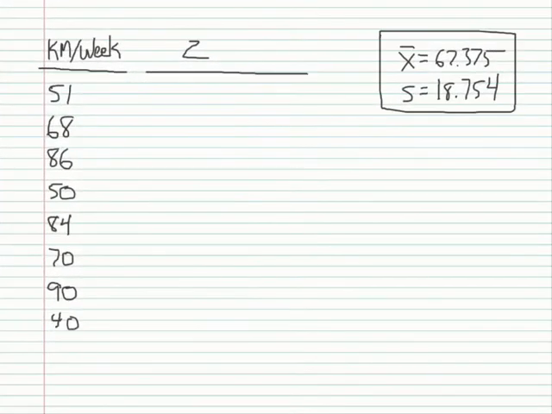To compute a z-score, the first thing we need to do is compute the mean and standard deviation. On the right-hand side, you can see I've already computed the mean as 67.375, and the standard deviation is 18.754. Now what I need to do is go to each value, subtract the mean, and divide the result by the standard deviation to get the z-score.